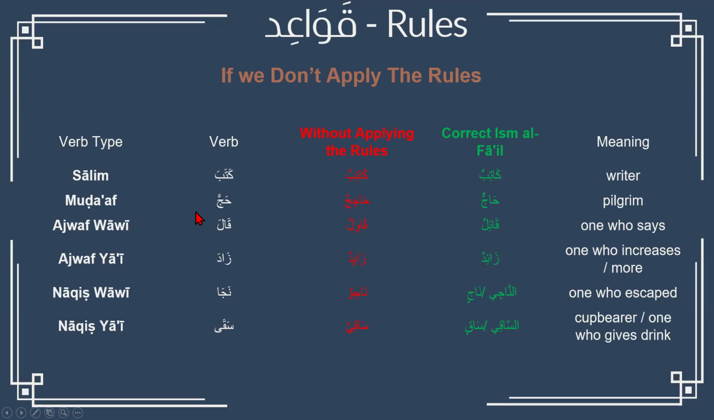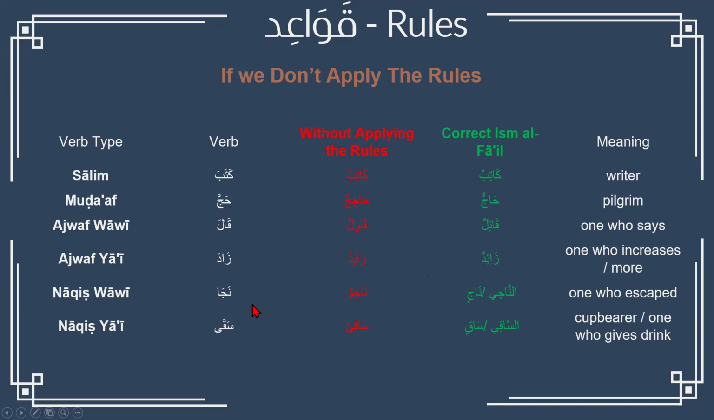Mudaf, hajja, without applying the rule, it should have been hajijun, which is the wrong pronunciation. So you'll simply remove the kasra and the jim and then make it hajjun. Ajwaf wawi, qala, it should have been qawilun. So you'll remove the waw and simply add a kasra and then make it qailun. Ajwaf ya'i, it should have been zayidun. You'll simply remove the ya, add a kasra, make it zaidun.